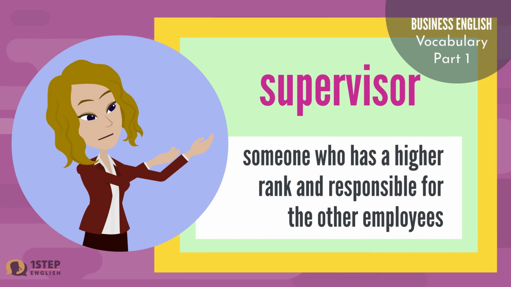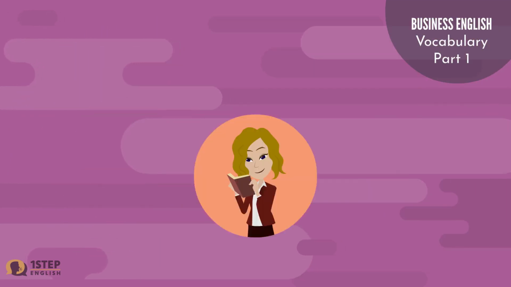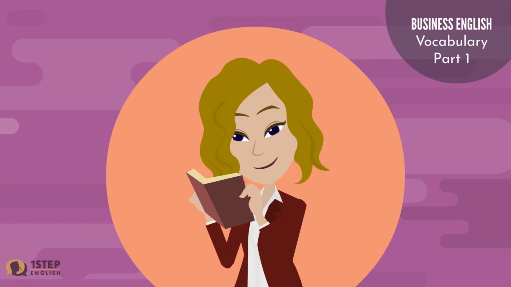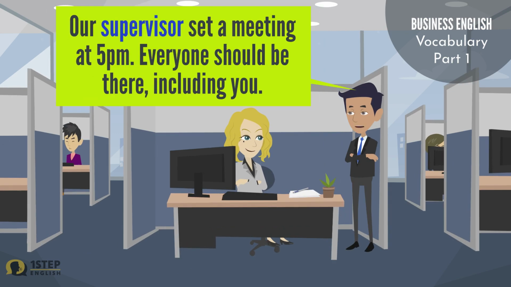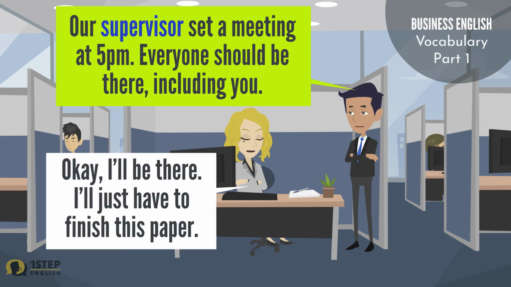The fifth word is supervisor. It refers to someone who has a higher rank and responsible for the other employees. Supervisor. Here's an example. Our supervisor set a meeting at 5 p.m. Everyone should be there, including you. Okay, I'll be there. I'll just have to finish this paper.